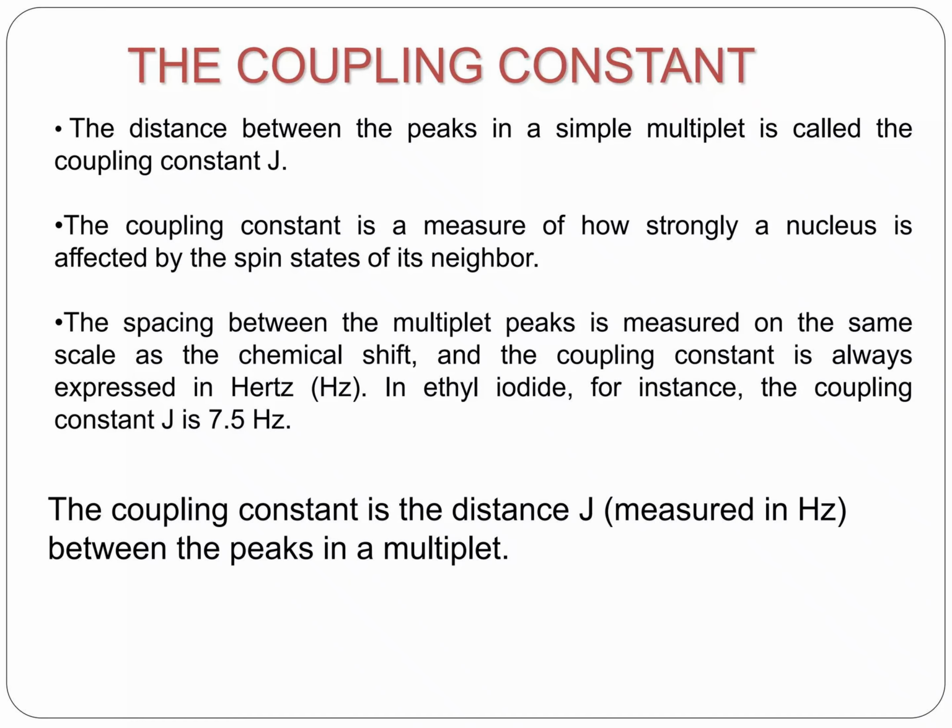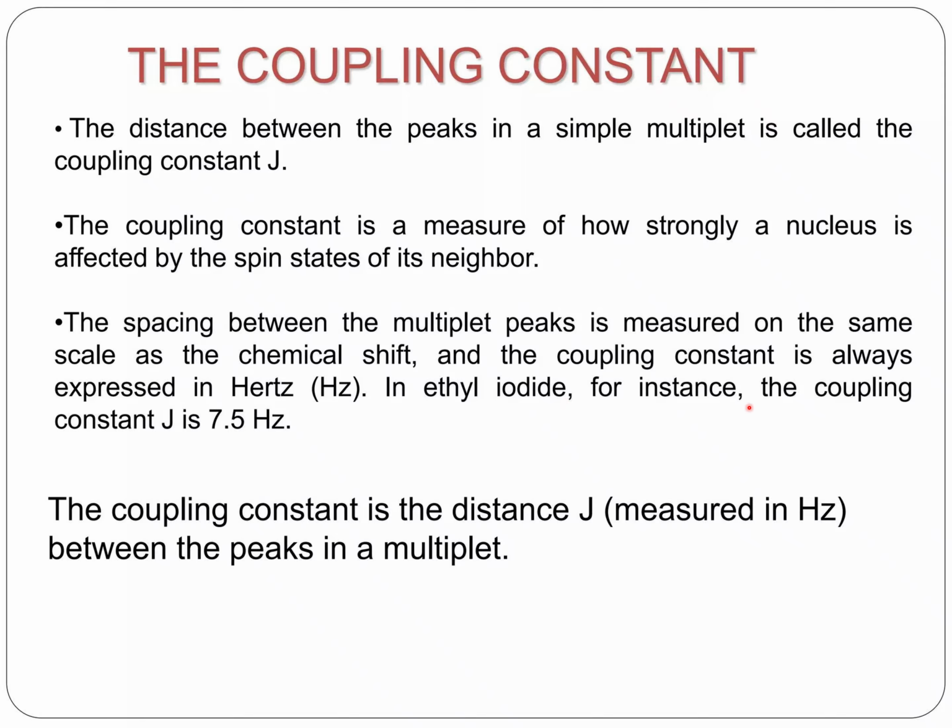So the coupling constant is one of the very important concepts regarding the splitting. The distance between the peaks in a simple multiplet is called the coupling constant. The coupling constant is a measure of how strongly a nucleus is affected by the spin state of its neighbor. The spacing between the multiplet peaks is measured on the same scale as the chemical shift, and the coupling constant is always expressed in Hz.